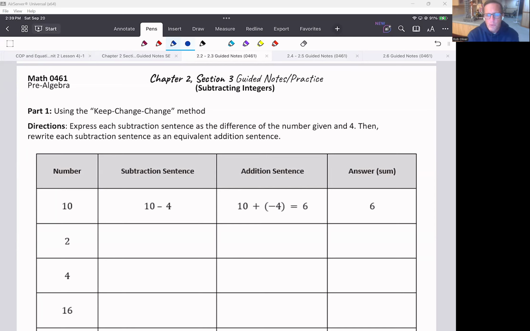So we're going to kind of use 4 every time. Then rewrite each subtraction sentence as an equivalent addition sentence. In other words, we're going to change these from a subtraction problem, with a minus sign between them, to an addition problem without changing their meaning. We want them to still mean the same thing.